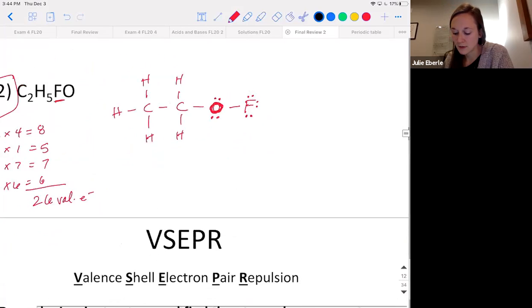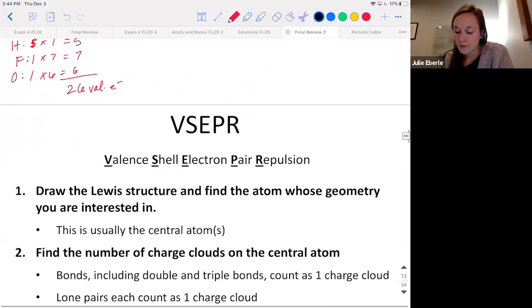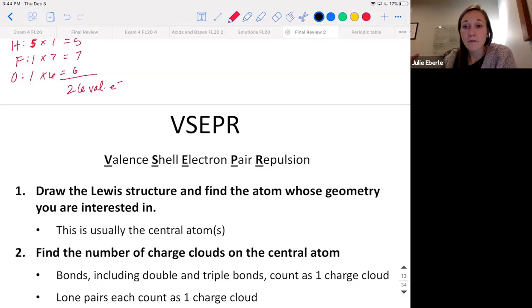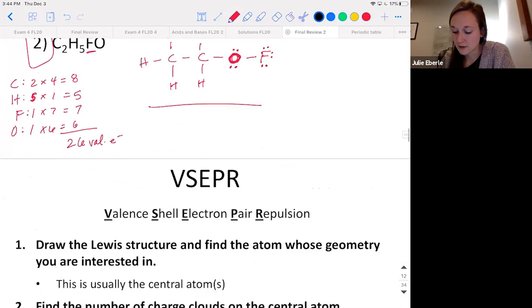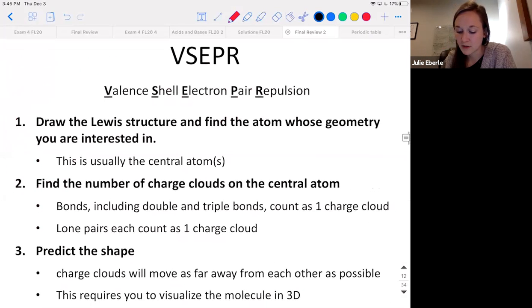Halogens always get 3 lone pairs. Okay, VSEPR. It stands for valence shell electron pair repulsion. Because electrons create repulsion, that forces the atoms to be in certain positions next to each other, and that's what creates the 3-dimensional structures. Because if you're looking at this, it looks 2-dimensional, but it's not. It's 3-dimensional, and so this helps you remember everything's 3-dimensional.